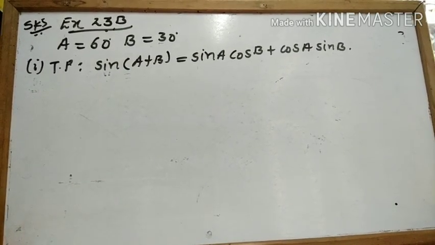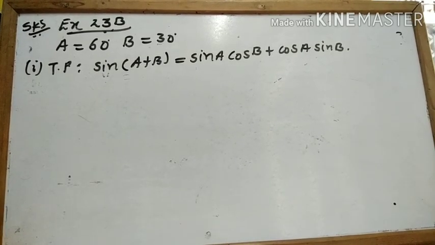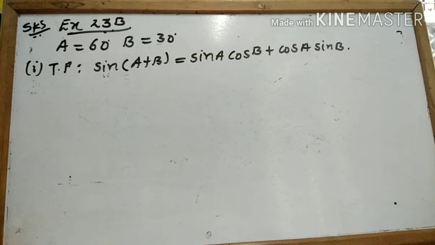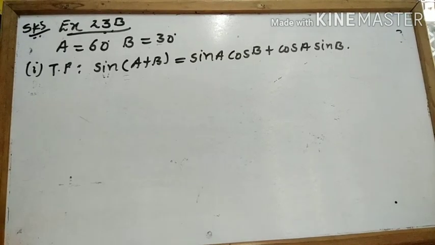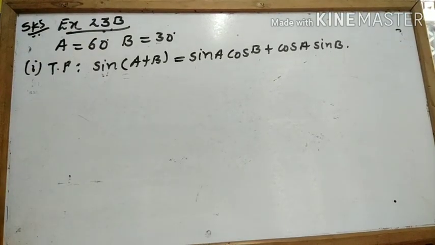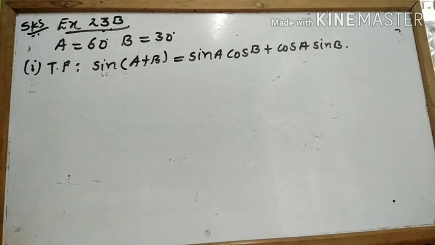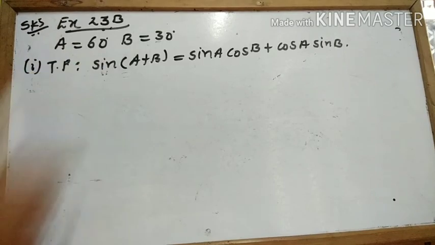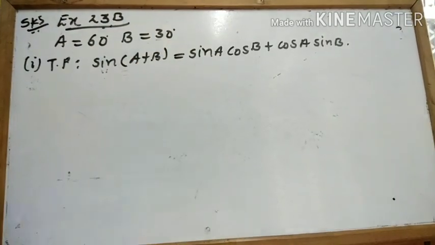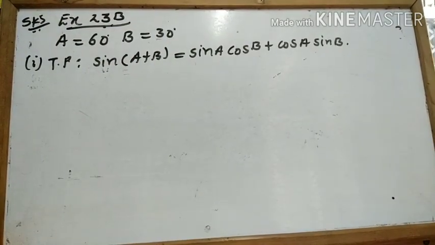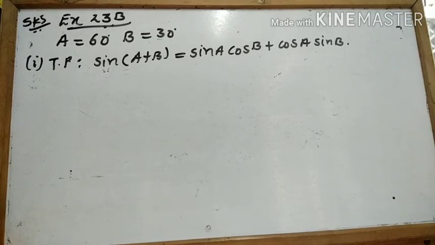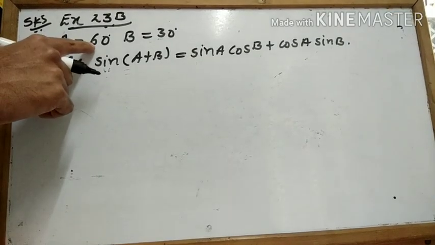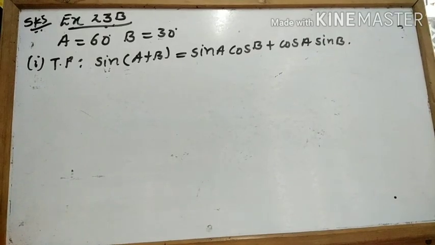Again, this entire chapter, as we know, is dependent on the tabular values of standard angles. Question 1, sub-question 1, says to prove or show that sine of a plus b is equal to sine of a into cos of b plus cos of a into sine of b, and they have mentioned the value of a as 60 and b as 30.